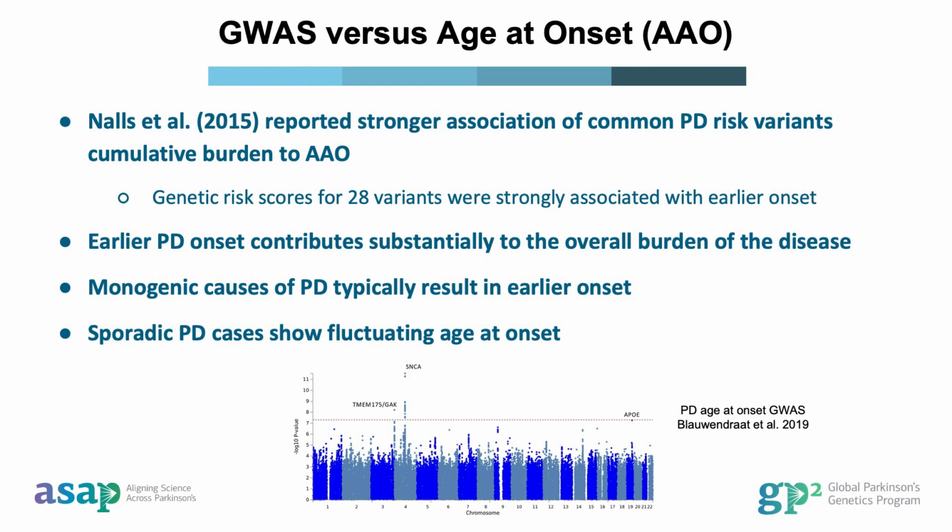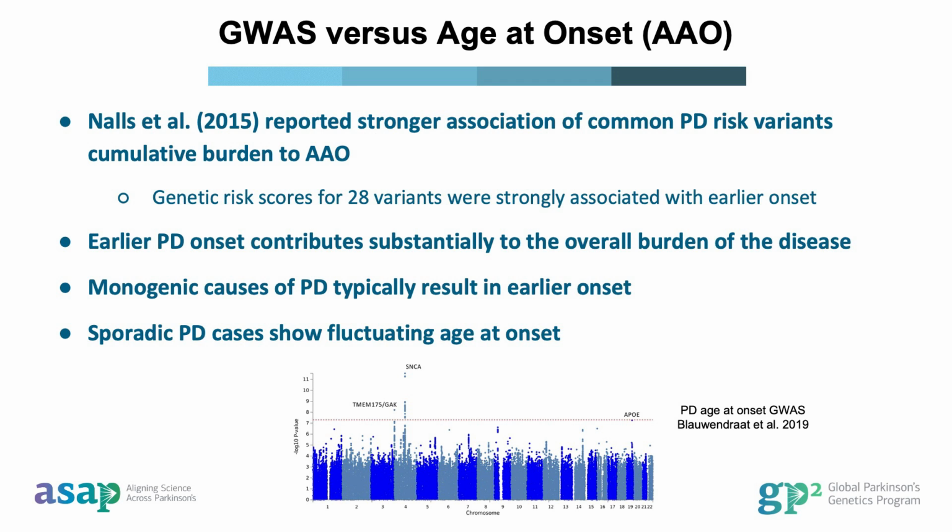Age at onset in Parkinson's disease contributes to the clinical heterogeneity of the condition. Early onset forms of Parkinson's disease significantly impact the overall burden of the disease and are often linked to monogenic causes, while sporadic Parkinson's disease cases can manifest at various ages. Common genetic variants associated with Parkinson's risk contribute to earlier onset of disease. According to the study by Nalls et al., cumulative burden presented as a genetic risk score of 28 variants reported at the time of the study was strongly associated with earlier age at onset in typical Parkinson's cases.